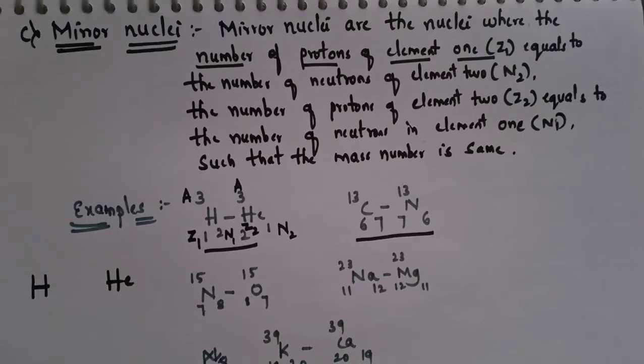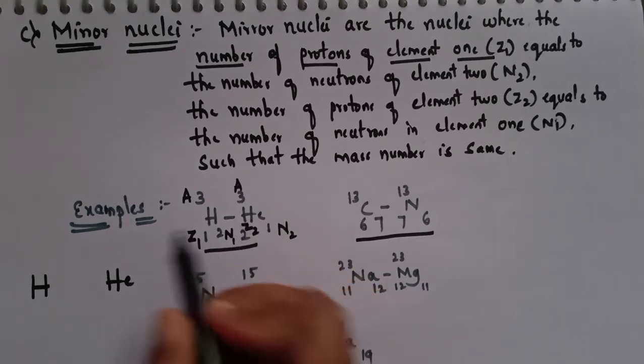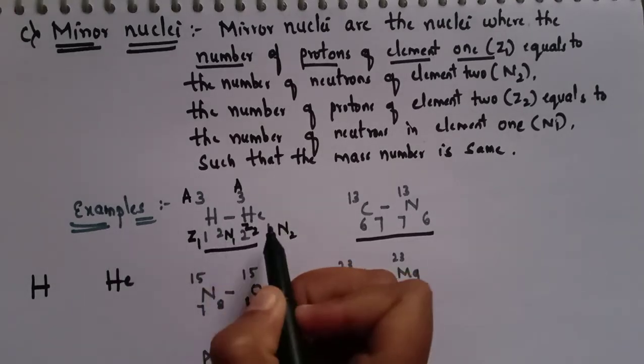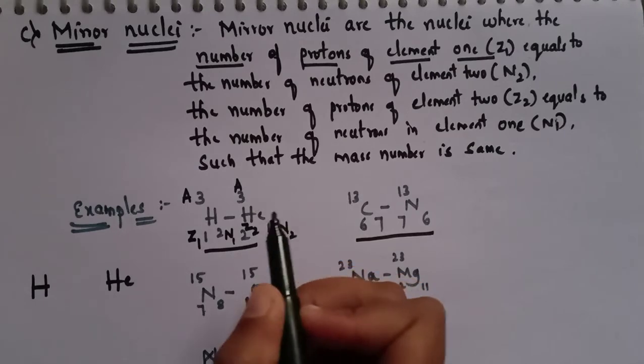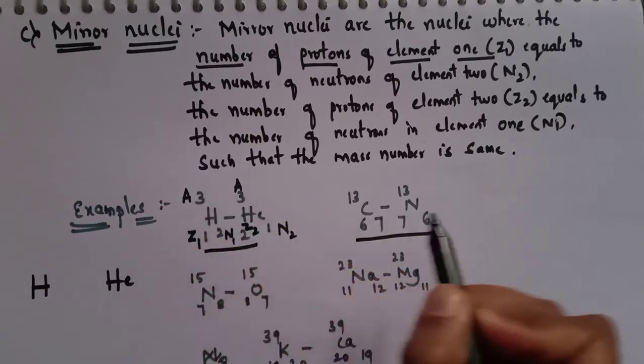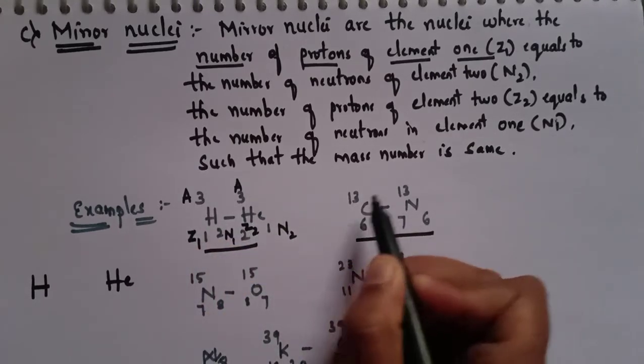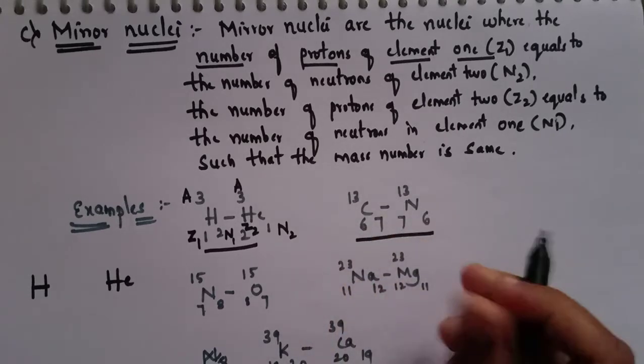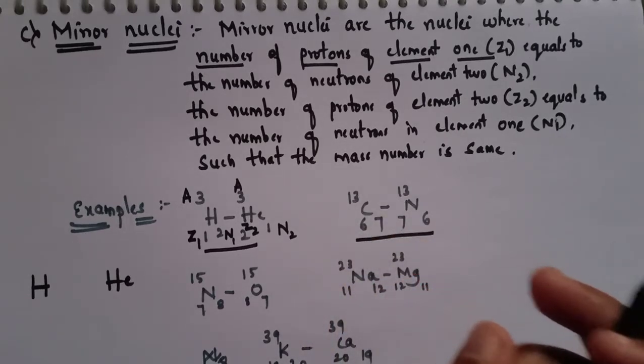Now let us learn about the mirror nuclei. In the mirror nuclei, we are considering the neighboring chemical elements. See here, in the example I have taken hydrogen and helium. Why? Because these are neighboring chemical elements. After hydrogen, helium will come, and after carbon, nitrogen will come. So I have taken the neighboring chemical elements.